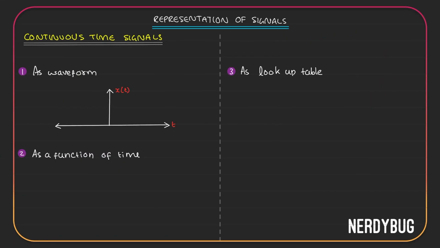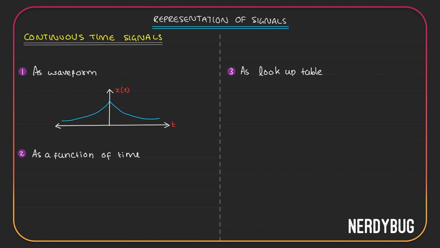Now let us move on to representation of signals. First, we will deal with continuous time signals. There are different ways of representing the same signal actually. The first one, let us say as a waveform. So I have x of t and t on y and x axis respectively. Let me define a signal that looks like this.